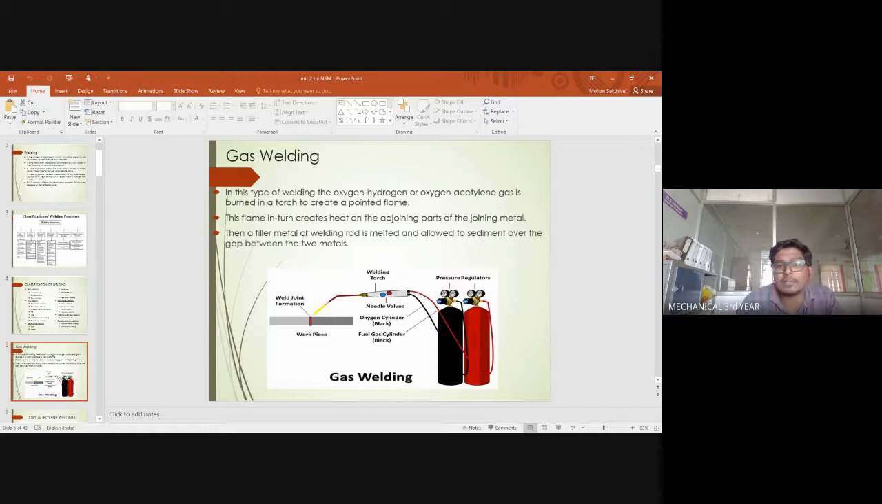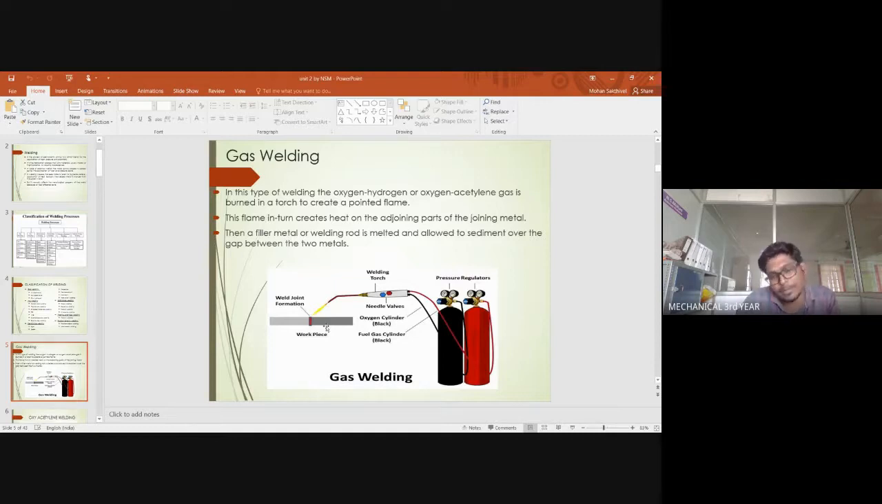Then a filler metal or welding rod is melted and allowed to sediment over the gap between the two metals. Even if you are holding it in a very rigid manner, you can see some gap in this particular area. Welding is nothing but filling this gap with the help of the same metal. For example, this is metal number one and this is metal number two. Both are of the same kind, meaning this is a mild steel plate and this is also a mild steel plate.